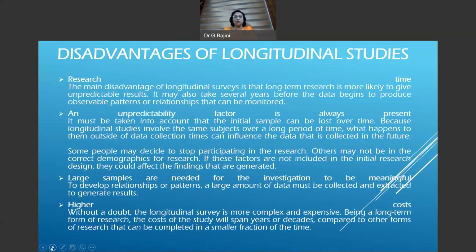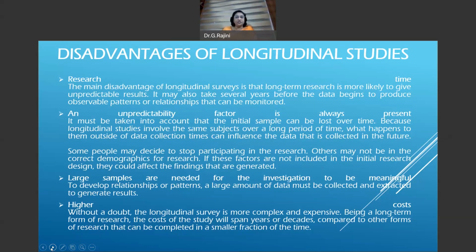It must be taken into account that the initial sample can be lost over time, because a longitudinal study involves the same subjects over a long period of time. What happens to them outside of data collection times can influence the data which is collected for the future. Some people may decide to stop participating in the research. Others may not be in the correct demographics for the research. If these factors are not included in the initial research design, they could affect the findings that are generated. Large samples are needed for the investigation to be meaningful.